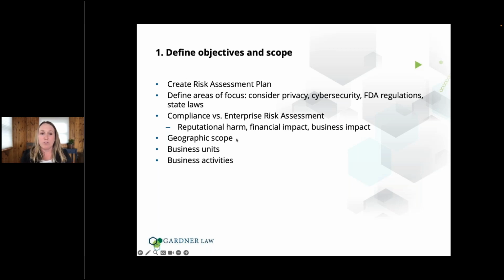You'll also want to think about the geographic scope. Is it the US only? Are you doing business in Europe? Are there distributors all over the world that you'd want to include in your scope? All of these decisions should be made upfront so that you're prepared and can appropriately resource and plan. What business units do you want to have involved? Are there certain business activities? Is it only commercial activities? Is it only research activities? These are all things that can be modified, that you'll want to make sure you have nailed down before you start the actual risk assessment project.